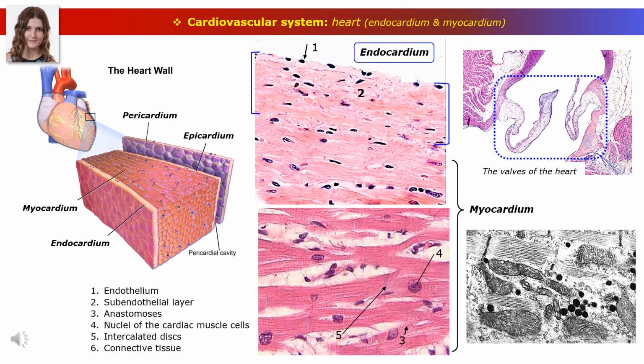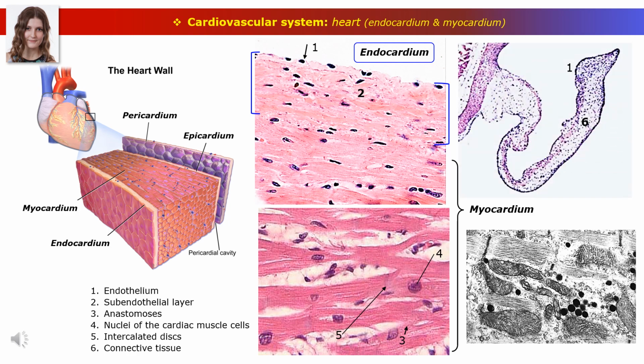The valves of the heart develop as a duplication of the endocardium. Their surface is covered with vascular endothelium. The base of the valves is formed by dense connective tissue containing collagen and elastic fibers and lacking blood vessels. The tunica media of the heart, the myocardium, consists of cardiac muscle and fibrous connective tissue containing vessels and nerves. Its main cells are contractile cardiomyocytes united by intercalated discs into fibers that anastomose with each other.